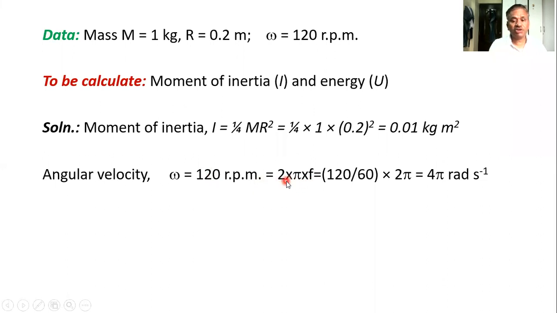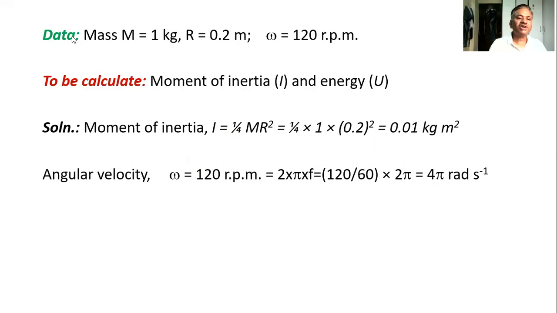F. Students, normally you make mistakes here. F is nothing but how many rotations it makes here. How many rotations does it make? 120 rotations in 60 seconds. Here 120 by 60 is 2. Then substitute this, it becomes 2 into 2 pi, equal to 4 pi. I know the value of pi, I know the value of omega.